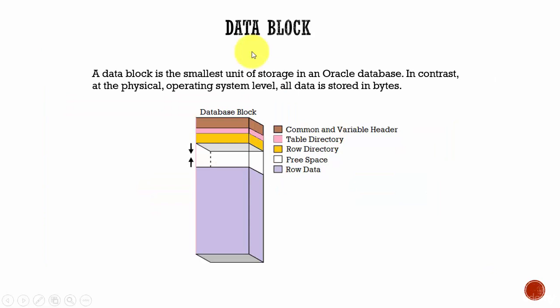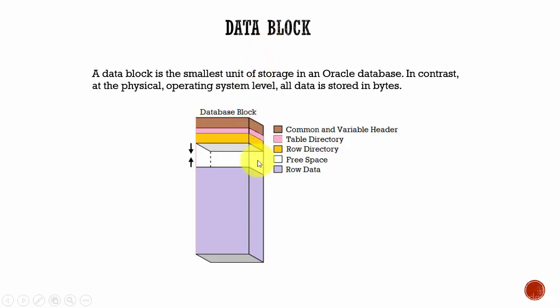Now, let's learn a little bit more about a data block. A data block is the smallest unit of storage in the Oracle database. Normally in an operating system, data is stored in bytes. Whether you read or write, it is in the form of bytes. But in a case of an Oracle database, it is data blocks. Whether Oracle is writing or reading, we say Oracle is writing data blocks or Oracle is reading data blocks. Literally, it is the smallest unit of storage in a Oracle database.